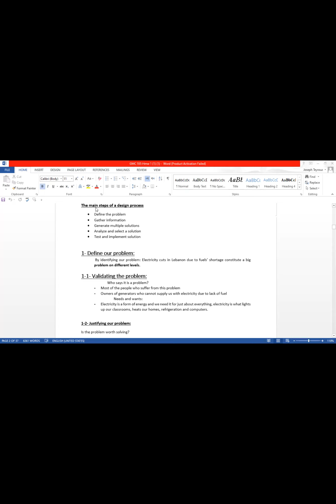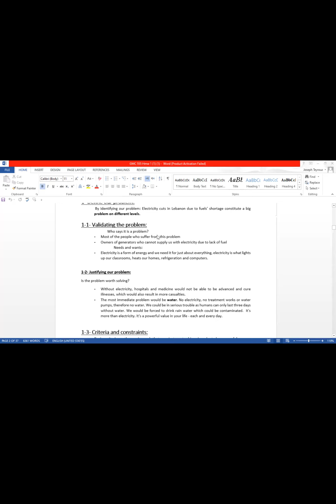Okay, first, the main steps of a design process: we should define our problem. How do we define our problem? The electricity cost in Lebanon, due to fuel storage, constitutes a big problem on different levels. How to validate it? Who says it's a problem? Most of the people who suffer from this problem, owners of generators who cannot supply us with electricity due to fuel lack. What are the needs and wants?